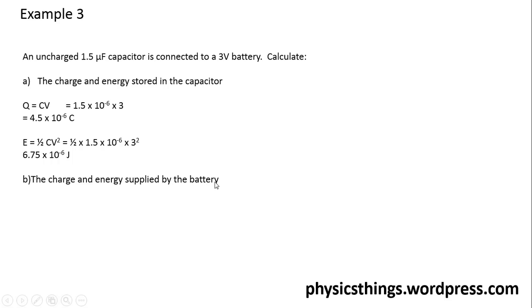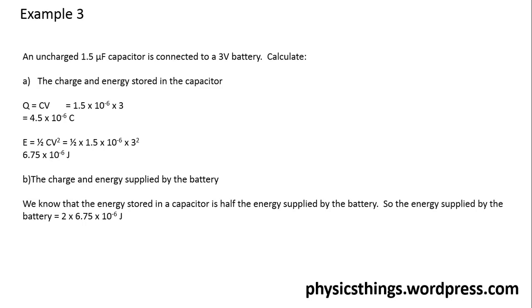Well, the energy supplied by the battery is going to be twice the energy that is stored in the capacitor. If you think back to the graph, the energy stored in the capacitor is the area underneath that, which is a half of our Q times V. Now Q times V from the battery gives us the energy supplied by the battery. And therefore, if we double the energy stored in the capacitor, we get the actual energy that was given to the system by the battery in order to charge it in the first place.